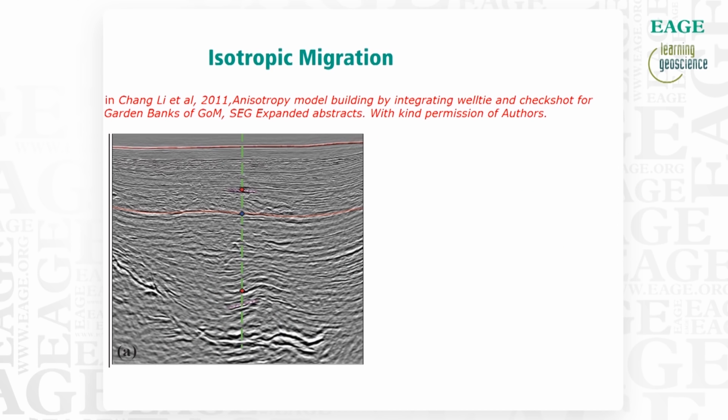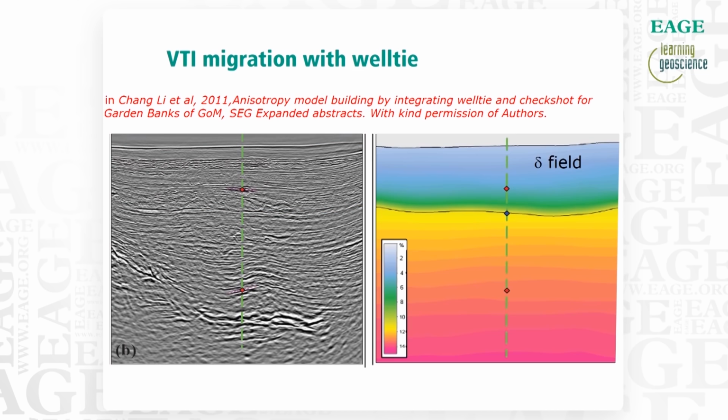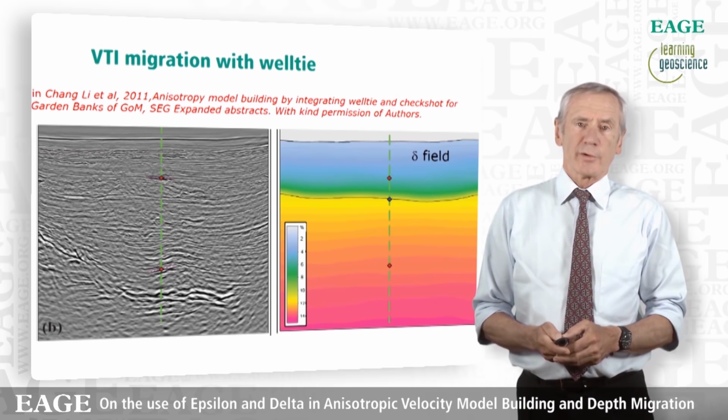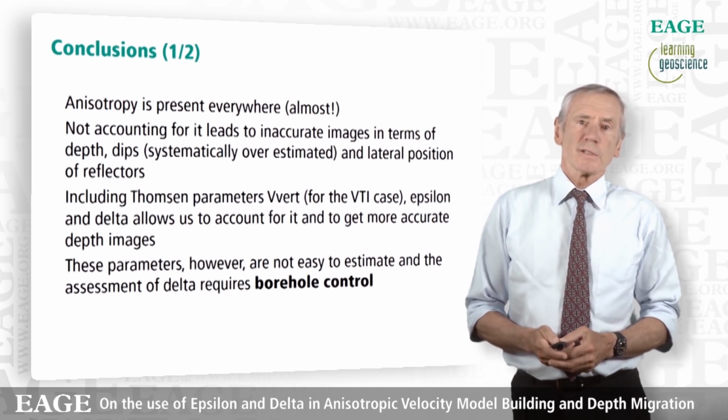This is a paper by Chang Li, so that will be the result of isotropic migration, that will be the result of VTI migration with delta, and that would be a field of delta as derived with the methodology which I briefly described. This gets me to the conclusions.